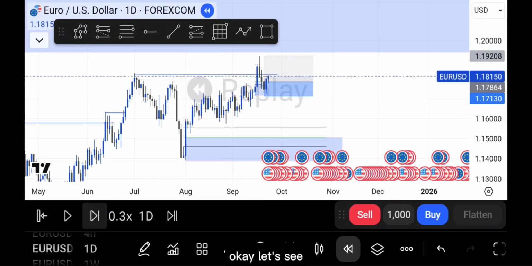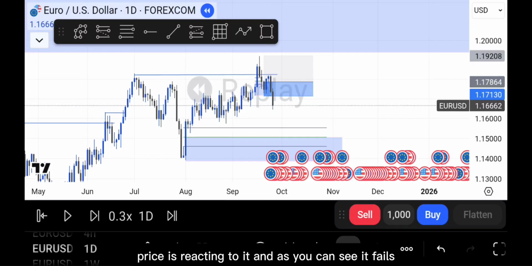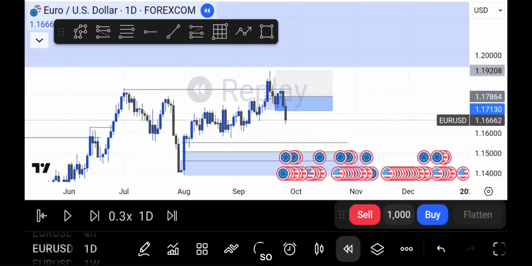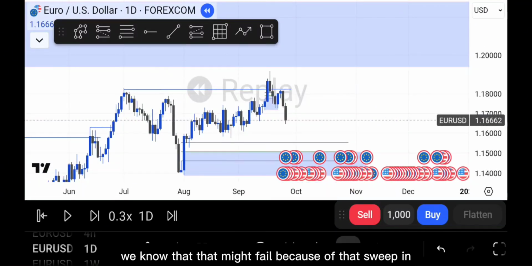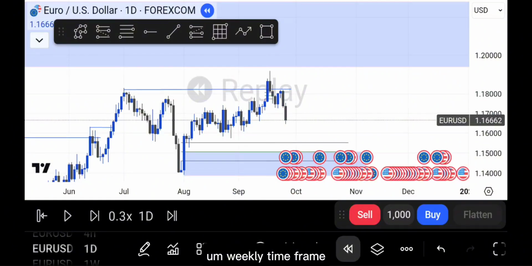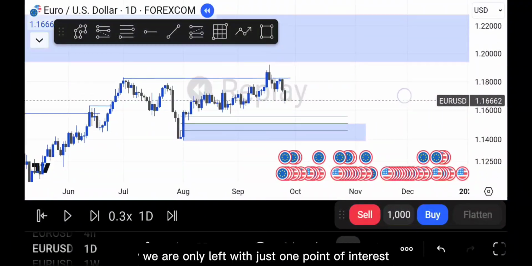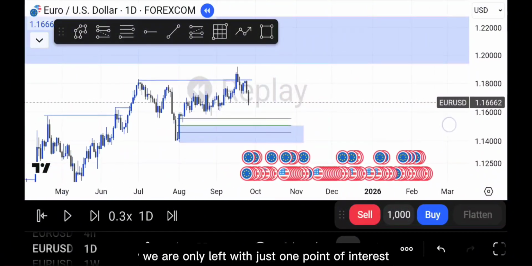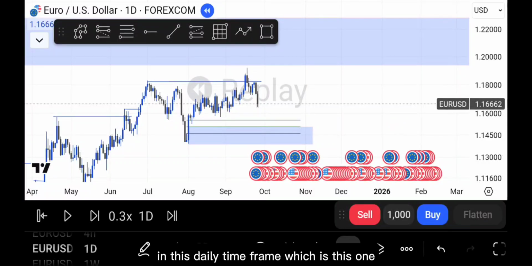Okay, let's see as it's reacting to it, and as you can see, it fails. So we know that it might fail because of that sweep in the weekly time frame. Now we are only left with just one point of interest in this daily time frame, which is this one.